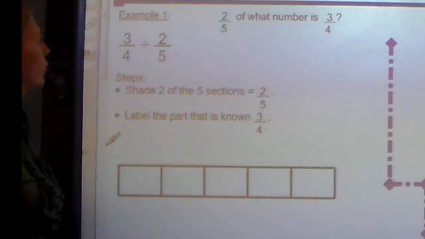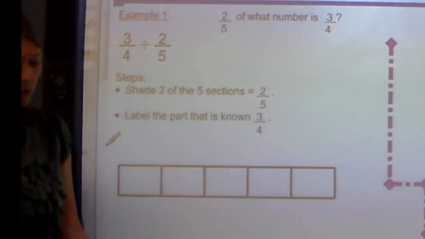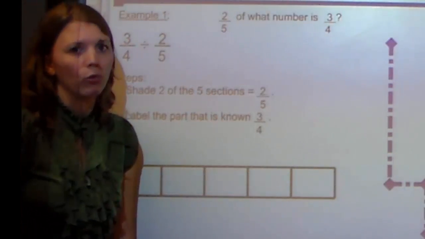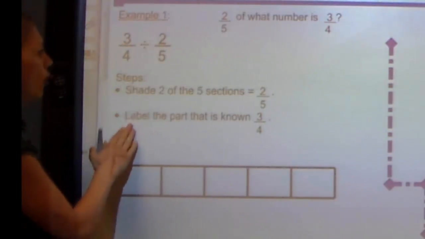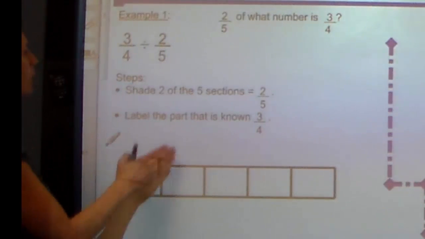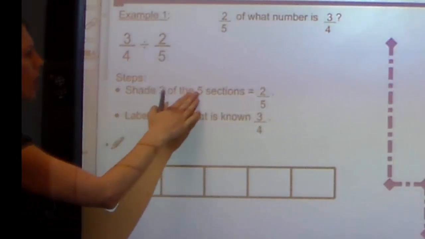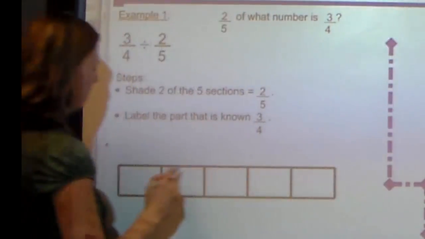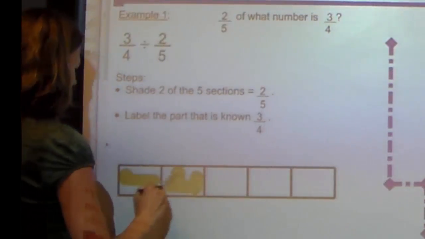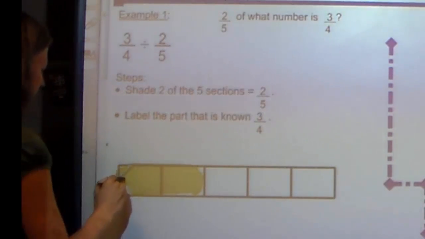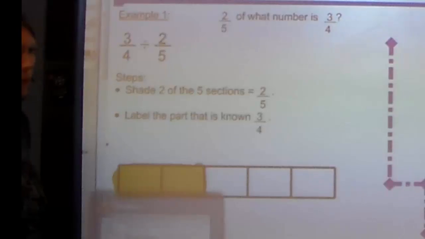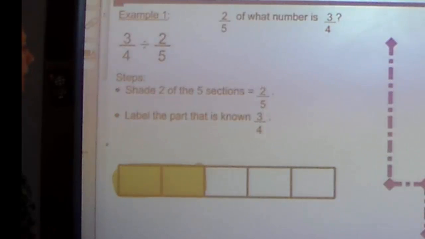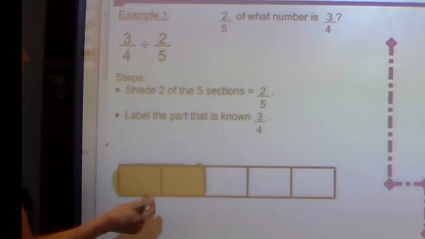So our example 1 says 3/4 divided by 2/5. So what we want to think about is 2/5 of what number is 3/4? We're going to follow these steps to do our model. Step 1 says shade 2 of the 5 sections so that it shows 2/5. That shows 2/5. Now we want to label that part that's known as 3/4.